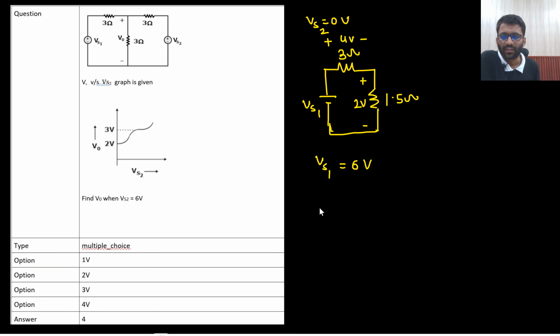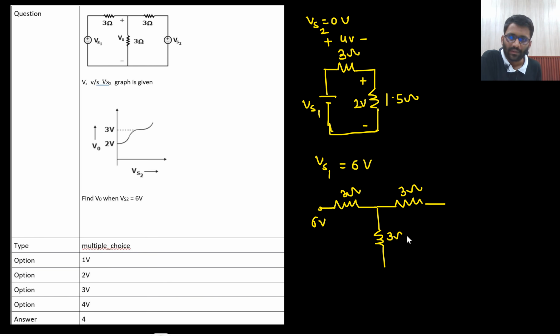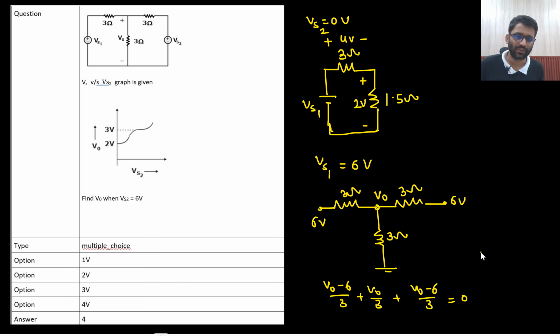Now what they are saying? VS1 we already know which is 6 volt. A fixed battery. 3 ohm is there. Another 3 ohm is there. And another 3 ohm is there. And VS2 here is 6 volt. What do you need to find? You need to find V0. This potential you need to find. So V0 minus 6 by 3 plus V0 by 3 plus V0 minus 6 by 3 is equal to 0. 3 V0 is equal to 12. V0 is equal to 4 volt. That's it. This is the answer.